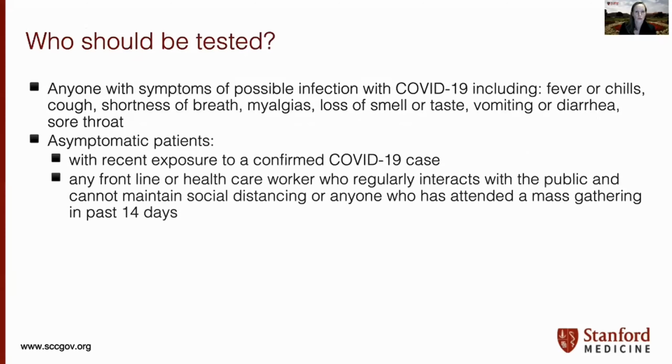So who should be tested for COVID-19? Testing recommendations vary based on local testing availability. Our local county guidance suggests testing anyone with at least one consistent symptom of possible infection with COVID-19. Furthermore, asymptomatic patients should be tested if they've had a close contact to someone confirmed to have COVID-19. And a close contact is defined as somebody who's been within 6 feet for at least 15 minutes, or if they are frontline workers or healthcare workers.